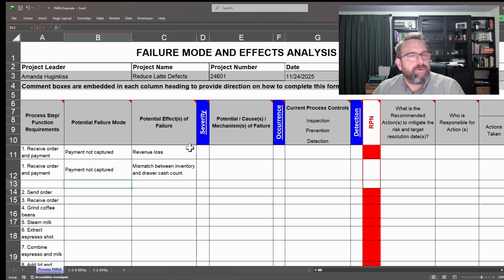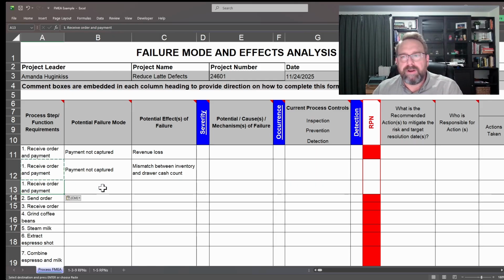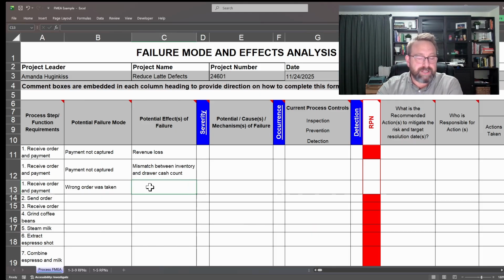So we can go in 2 different directions. We can keep driving those out and keep talking about those examples, or maybe keep going and do a couple more failure modes. I think we're going to do another failure mode here. So, all right. What could go wrong when we're receiving order and a payment? Okay, the payment didn't get captured. What's the obvious one? Again, thinking about customers, well, the wrong order was taken. You ordered a latte and I thought you said, I don't know, you confuse latte with something else. Maybe I just thought you wanted a regular Americano or something like that.